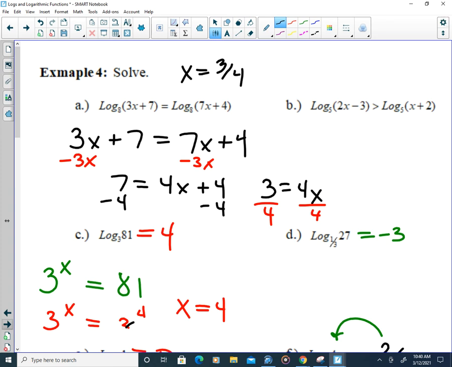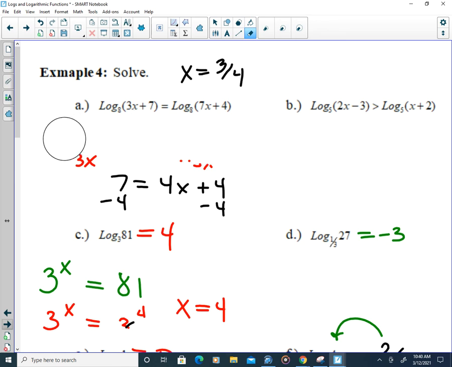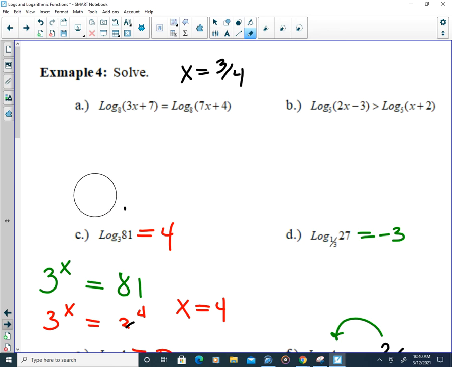Now the last thing you gotta do is just check and make sure you can use x equals 3/4. Because where is that x located? The x is located inside here. What's true about this number? Remember the definition of logarithm. That number has to be a positive number. It has to be a number greater than 0.